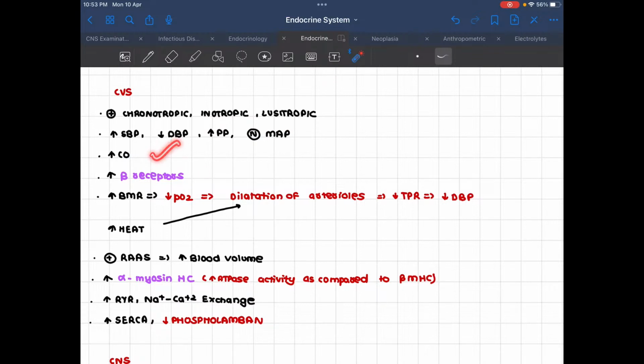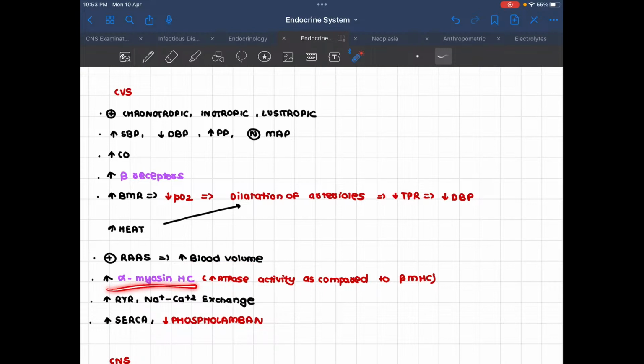Cardiac output increases, beta receptors also increase. Whenever we have BMR जब भी increase करेगा तो PO2 decrease हो रहा है. So just remember, whenever we have hypoxia, a very important cardinal rule is hypoxia in every systemic blood vessel is going to lead to vasodilation except the pulmonary capillaries. ठीक है? Just remember that in the pulmonary artery. ठीक है? So there's going to be dilatation of the arterioles that's going to decrease the total peripheral resistance as well as the DBP. It's going to stimulate RAS, so blood volume increase करेगा.